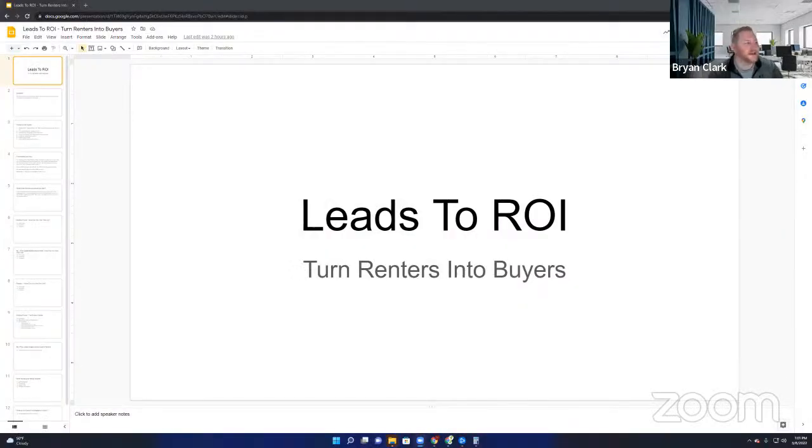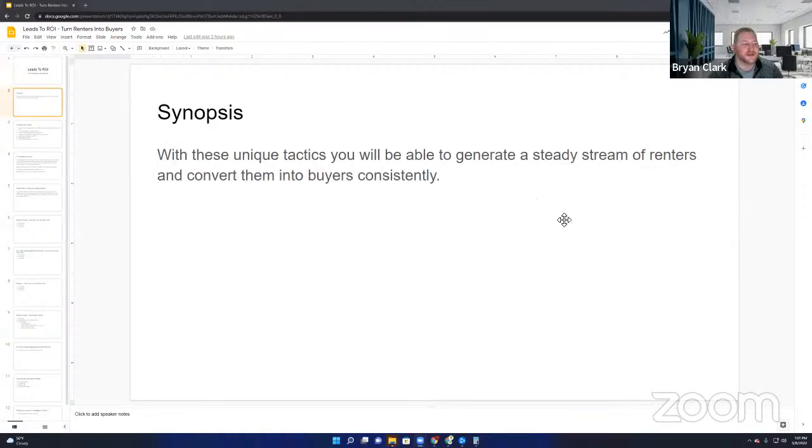All right, guys. So again, this leads to ROI, turn renters into buyers. With these unique tactics, you will be able to generate a steady stream of renters and convert them into buyers consistently. There's a couple of key things that we need to make sure that we have in order to start going out and marketing to these particular renters.